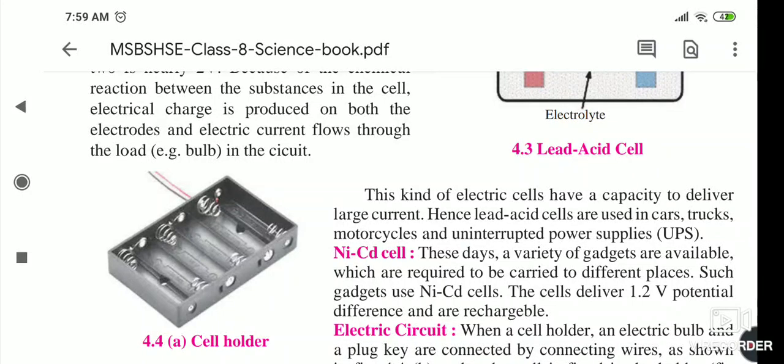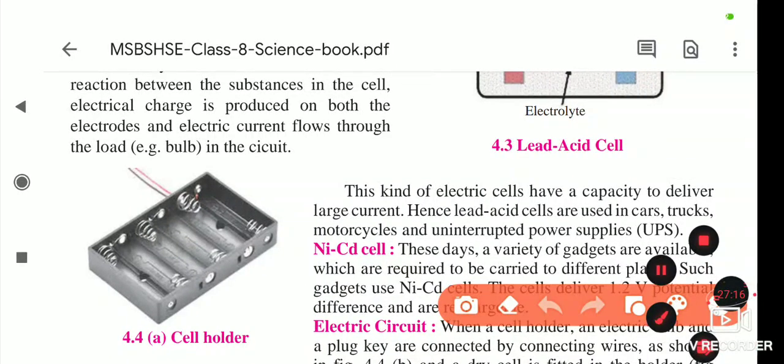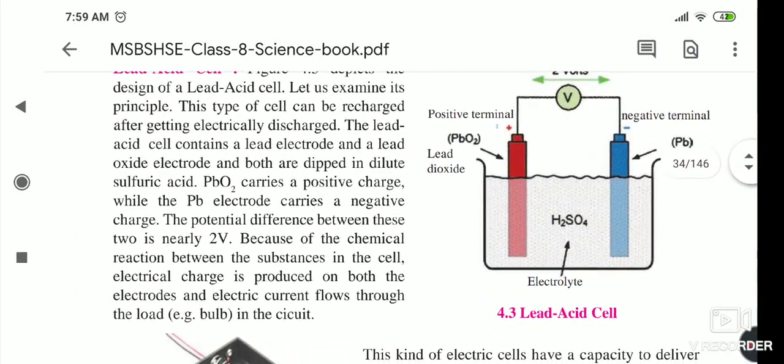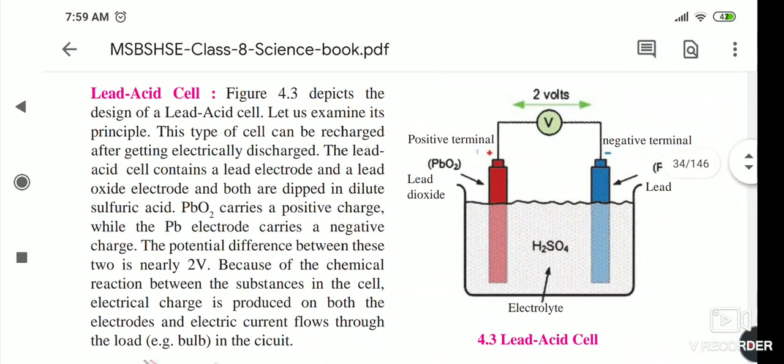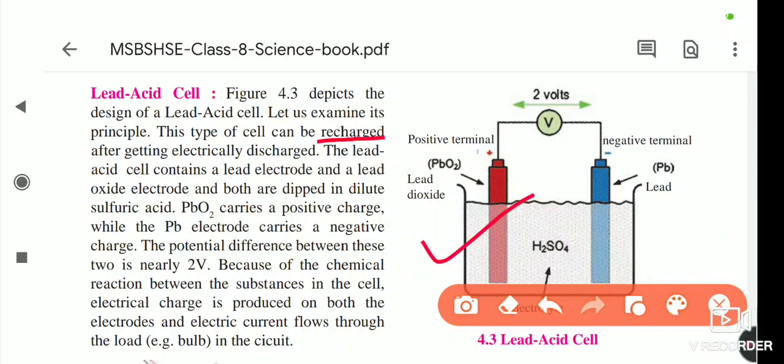Hence lead acid cells are used in cars, trucks, motorcycles and uninterrupted power units, that is UPS. Our computers have UPS inside them also. These types of cells we are using. So this is a very important cell that we are using again by recharging it. Here it can be recharged, so this is very important because we can recharge and use it again. We are not going to use and throw it.